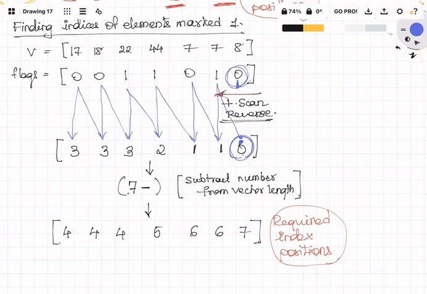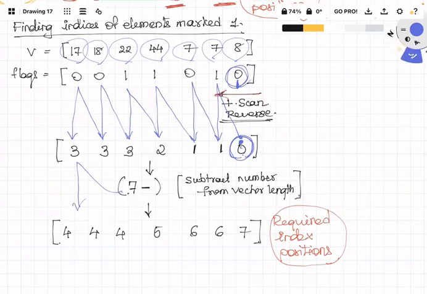So anyway, what we get is a bunch of numbers: 3, 3, 2, 1, 1, 0. What we do now is consider the length of the vector. In this case, the length of the vector is 7. There are 7 elements in the vector: 1, 2, 3, 4, 5, 6, 7. So what I'm going to do is subtract each of these numbers from 7. I should probably erase this, I don't want to confuse you with lots of arrows here.